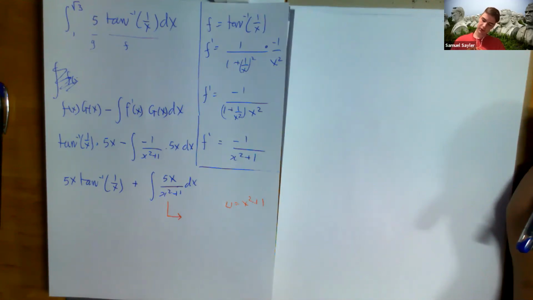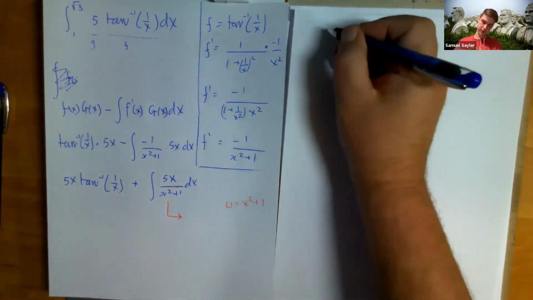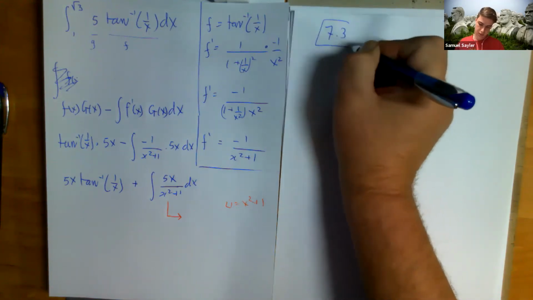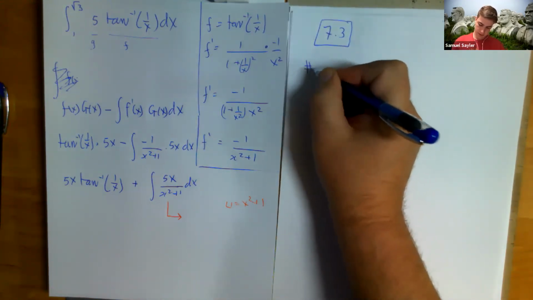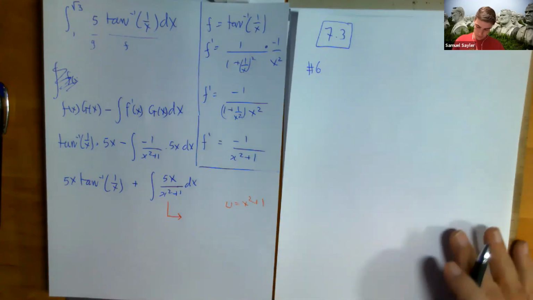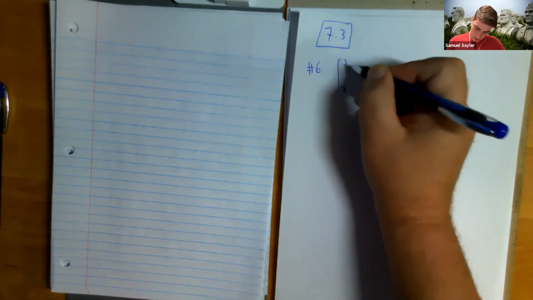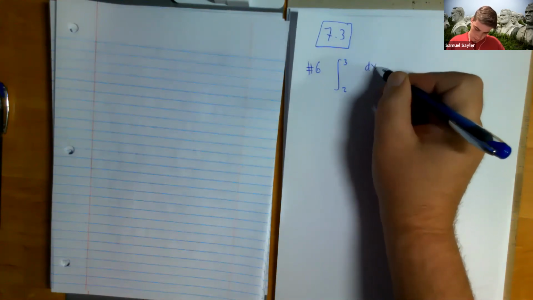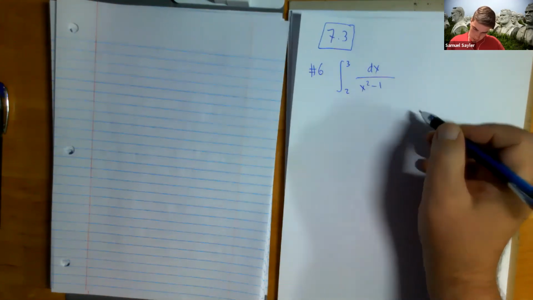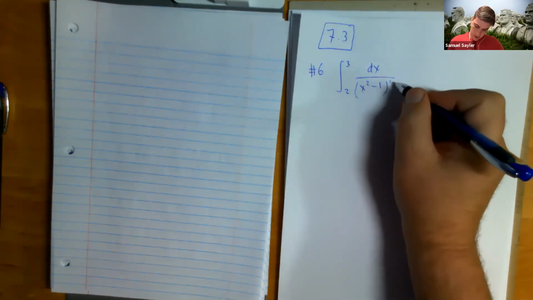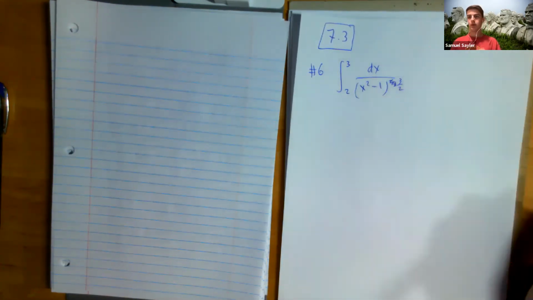Okay, so this is from section 7.3, and it's problem number 6. What it is, it's the integral from 2 to 3 of dx over x squared minus 1, all to the 3/2 power. Okay. Yep. Right.